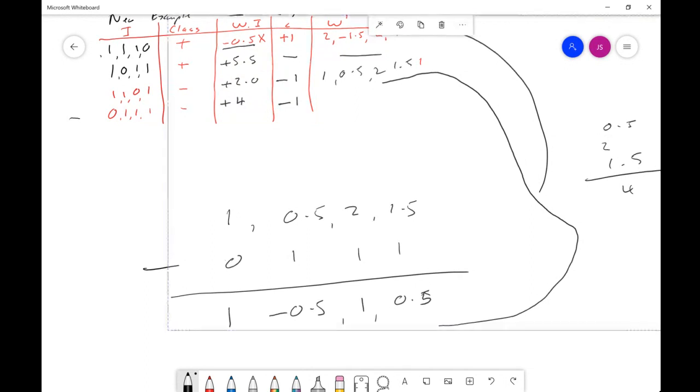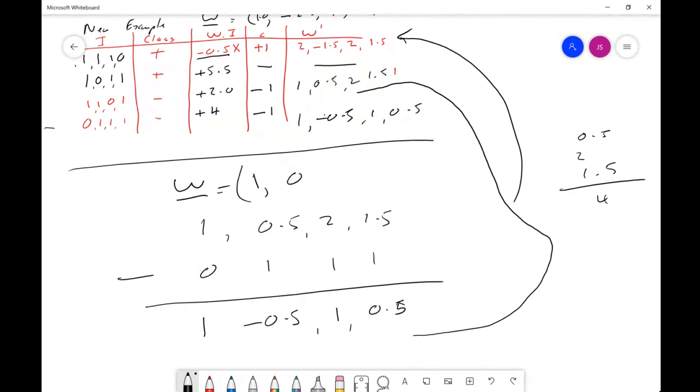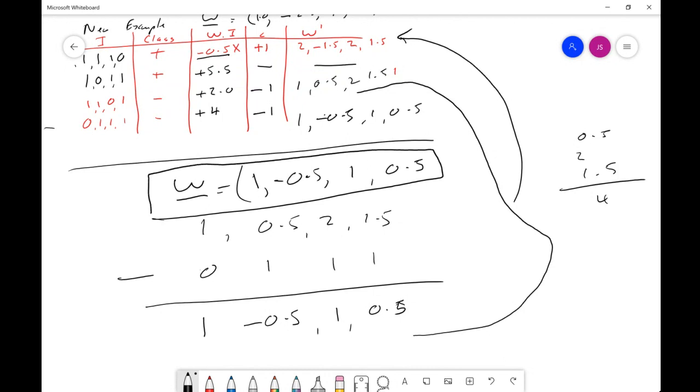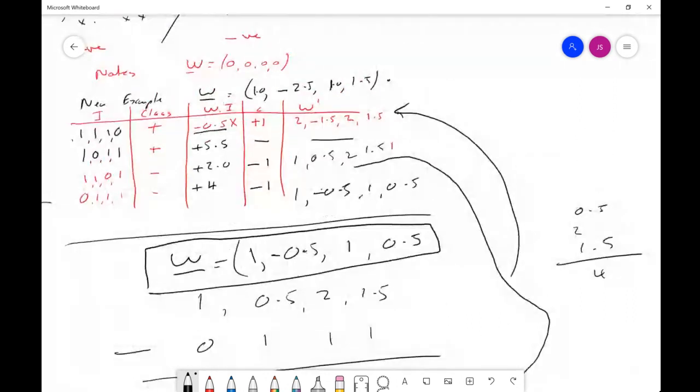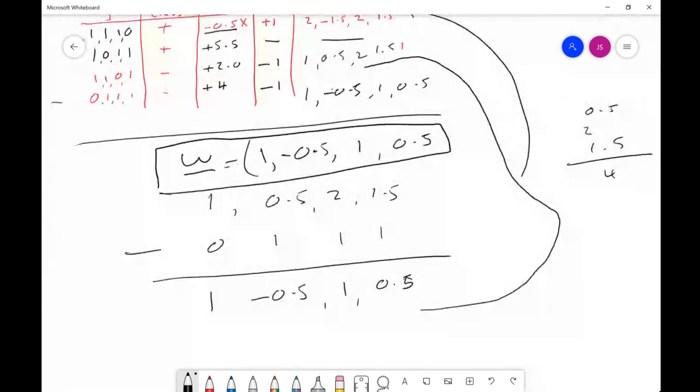Right, so that would then go in there, and we would have 1, minus 0.5, 1, and 0.5. So the final weight vector after the first iteration is W equals 1, minus 0.5, 1, and 0.5. And that is the weight vector after the first iteration. Now it's changed. We started off with this weight vector. It's changed 1, 2, 3 times in that iteration.